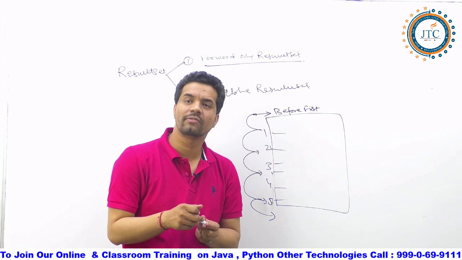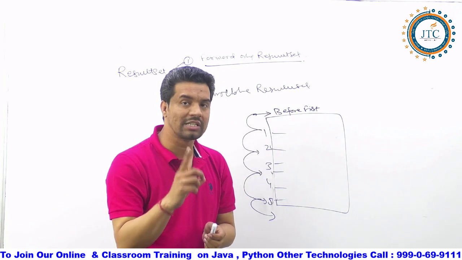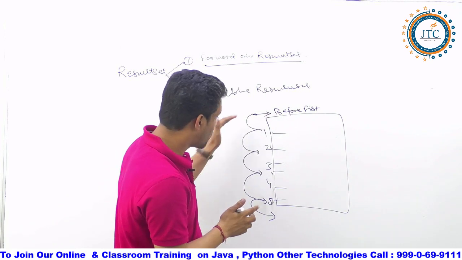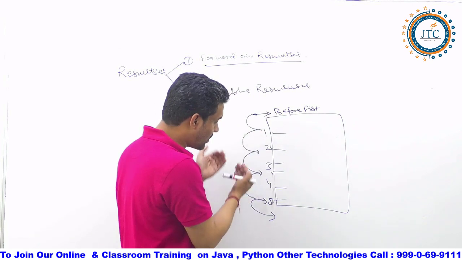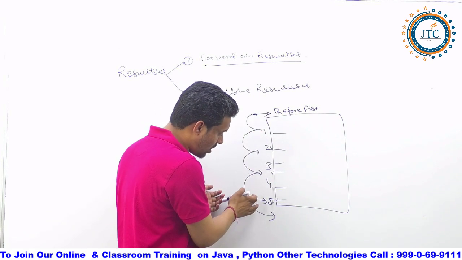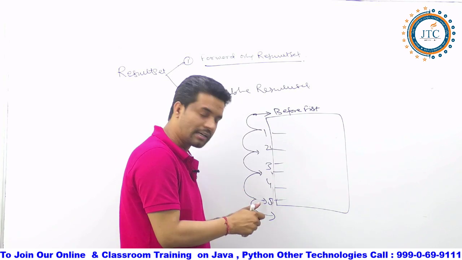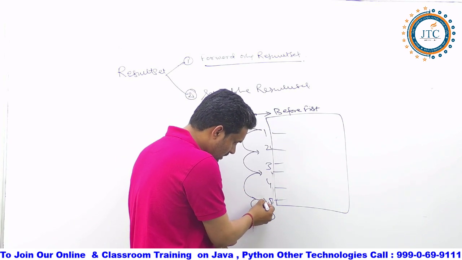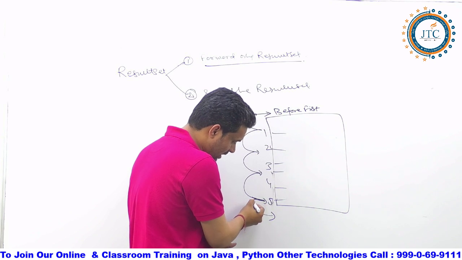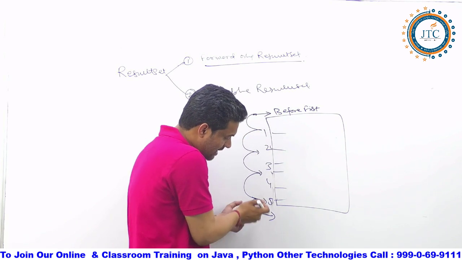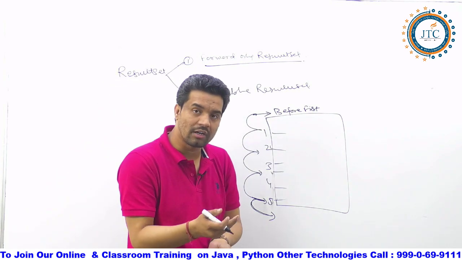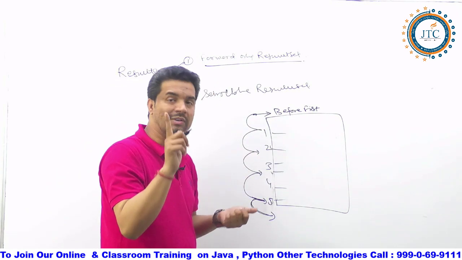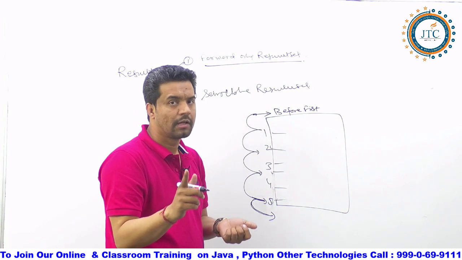Correct? We cannot traverse this record more than once. Understand, guys, we are not able to fetch this record more than once here. Hope you are understanding my point. So for a forward ResultSet, only once you can fetch the record, correct?